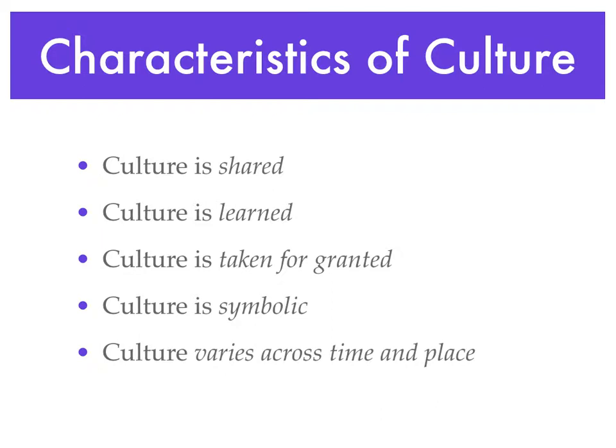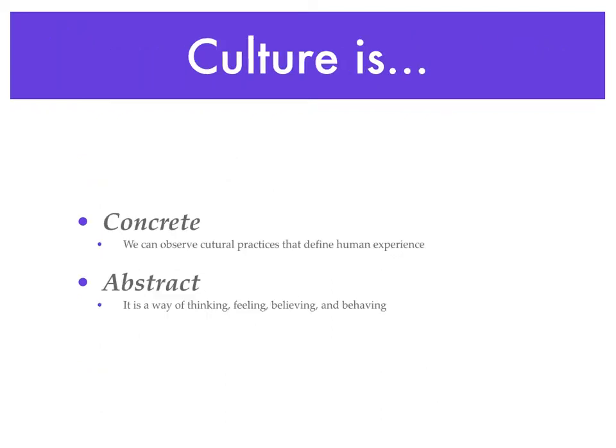Something that's really important to realize is that culture varies across time and place. Something can mean one thing in one culture and an entirely different thing in another. Another thing about culture is that it's both concrete and abstract. It's concrete in that you can observe cultural practices that define human experience. So if I went to a wedding ceremony, I would concretely see an exchange of rings. I would concretely hear the pastor or the officiator say the words that bring this couple together. I would see what they wanted to wear. I would eat the food that they're giving me as part of the reception and the celebration. There are these concrete things that we have as an expression of culture.